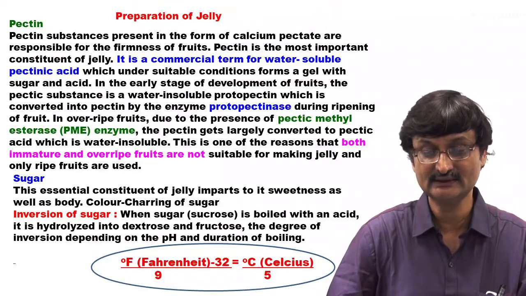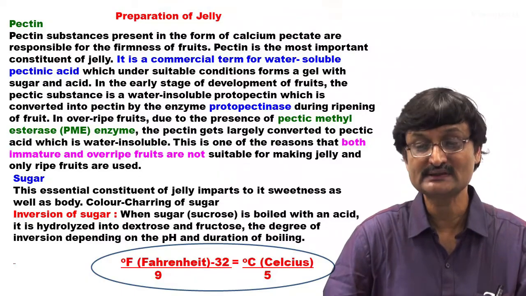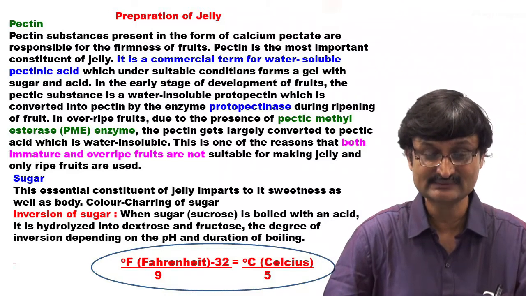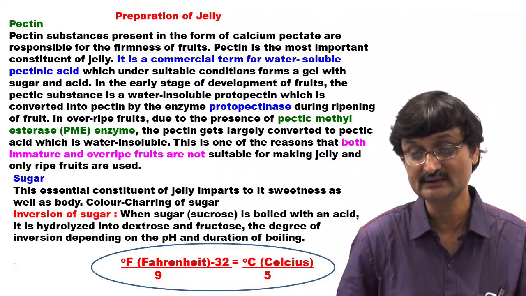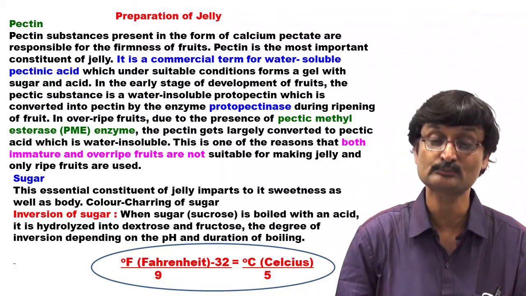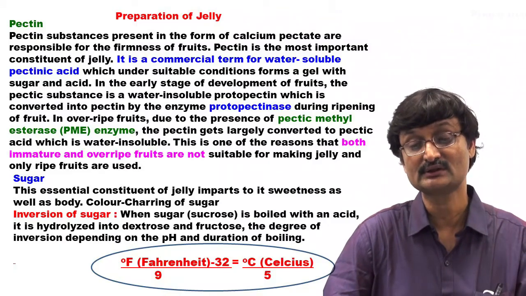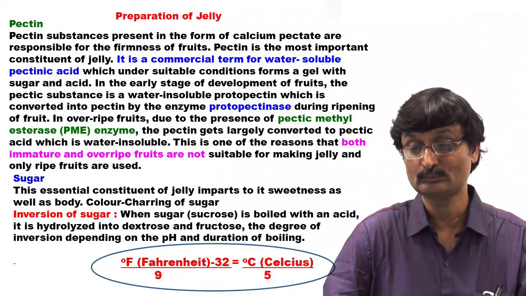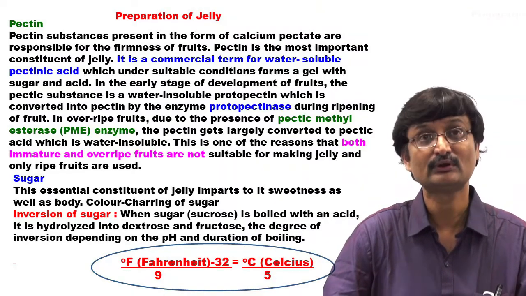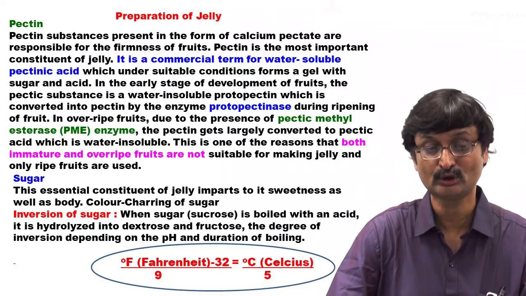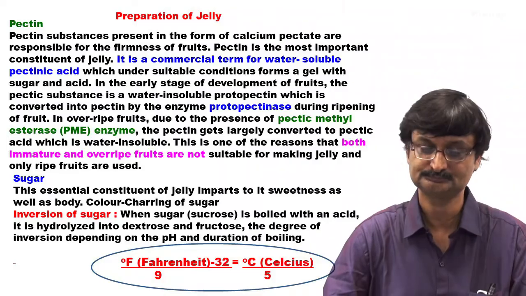Now, preparation of jelly. For jelly preparation, pectin is a very important substance. Pectin is present in the form of calcium pectate and is responsible for firmness of fruit. Pectin is the most important constituent of jelly. It is the commercial term for water soluble pectinic acid, which under suitable conditions forms a gel with sugar and acid.